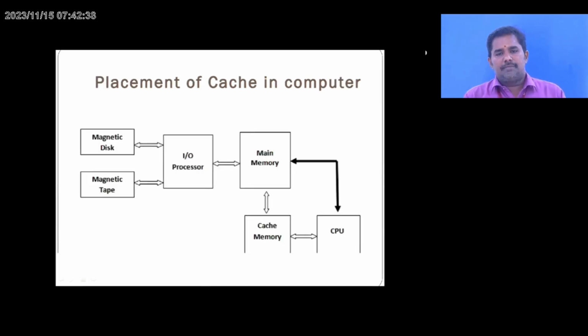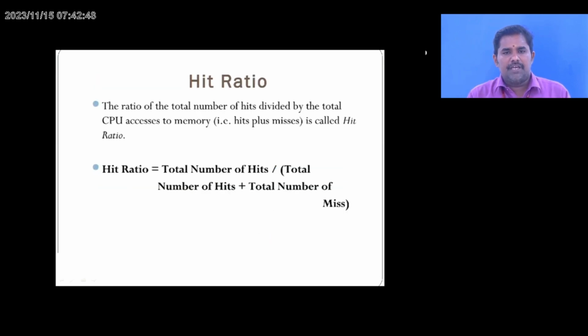This would be the placement of cache memory in between main memory and the CPU. The figure represents the placement of cache memory. Here the hit ratio is an important aspect. The hit ratio is the total number of hits divided by the total number of CPU accesses to memory, that is, hits plus misses. So it is the total number of hits divided by the number of hits plus the number of misses.